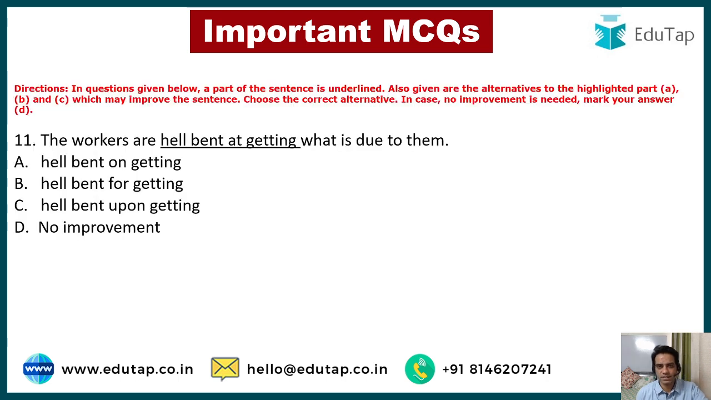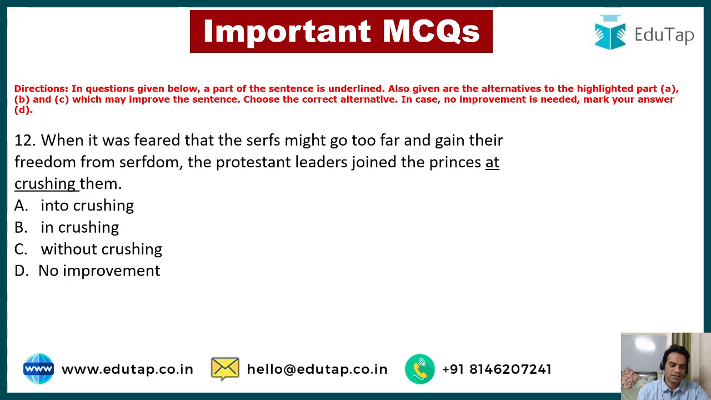Moving ahead to the next question, guys. Question number 11. Now we are looking at some sentence improvement questions. In a sentence, a certain part is given in bold and you have to find the correct replacement if required. So let's look at the question. The workers are hell bent at getting what is due to them. Yes, guys: hell bent on, hell bent for, hell bent upon, or no improvement. The correct option is hell bent on. That is the phrase. The workers are hell bent on getting what is due to them. That is the correct answer here, guys, option number A.